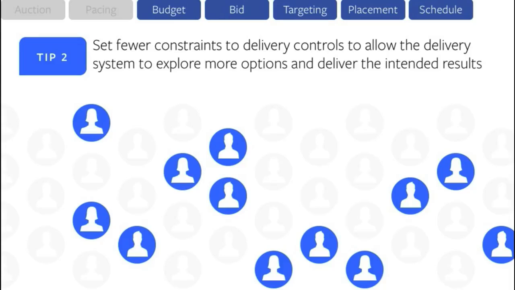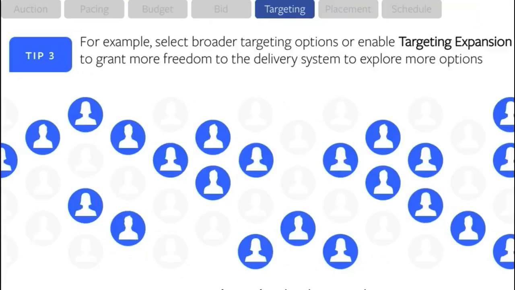Be aware of the constraints you set on an ad set. A liquid situation helps the delivery system work better on your behalf. Additionally, targeting expansion is another way to grant more freedom to our delivery system to optimize for better results. This new feature is mostly for direct response advertisers and is available for website conversion and mobile app install campaigns.